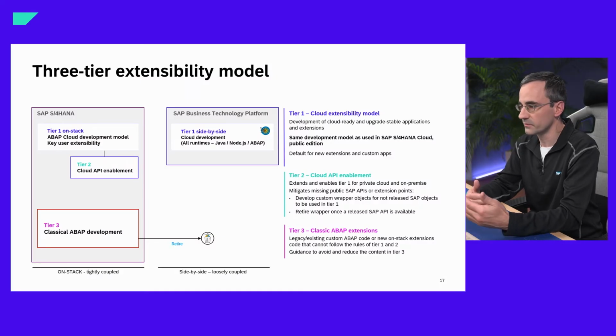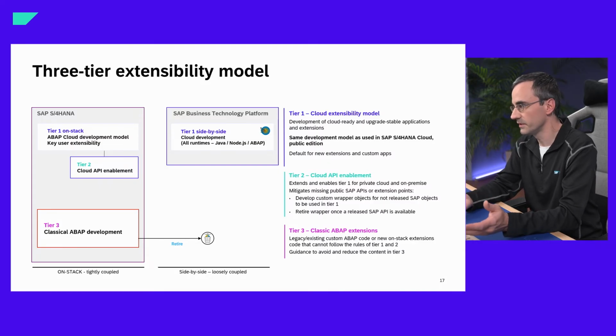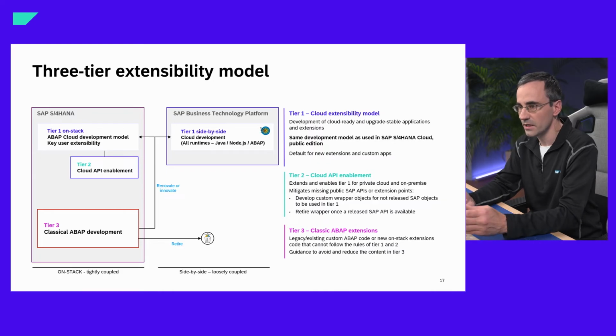But here, the task in the Clean Core context is really to look at the old coding in tier 3: what can be retired because it's not even used anymore, or maybe where it's used, but SAP is meanwhile providing similar functionality so that it can be retired. And for the remaining coding, to renovate and innovate over time in the direction of tier 1, in order to be Clean Core compliant, to have either on-stack ABAP Cloud compliant coding or a side-by-side implementation on SAP BTP.